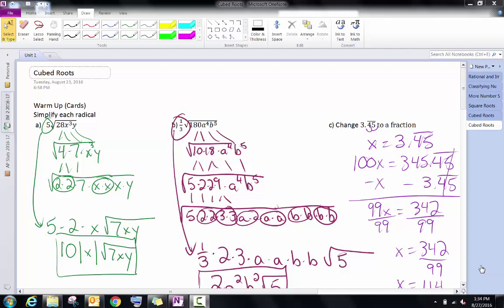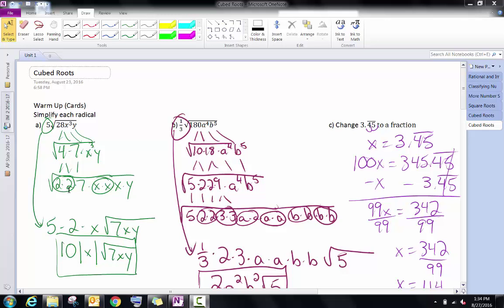We're going to talk about cubed roots, but first let's review a little bit of square roots. If we look at letter A, we have our 5. We're just going to bring it down. We don't want to forget about it, but then we're going to ignore it for a while. So we're going to break down 28, 4 and 7. Bring my variables along for the ride, not doing anything with them yet.